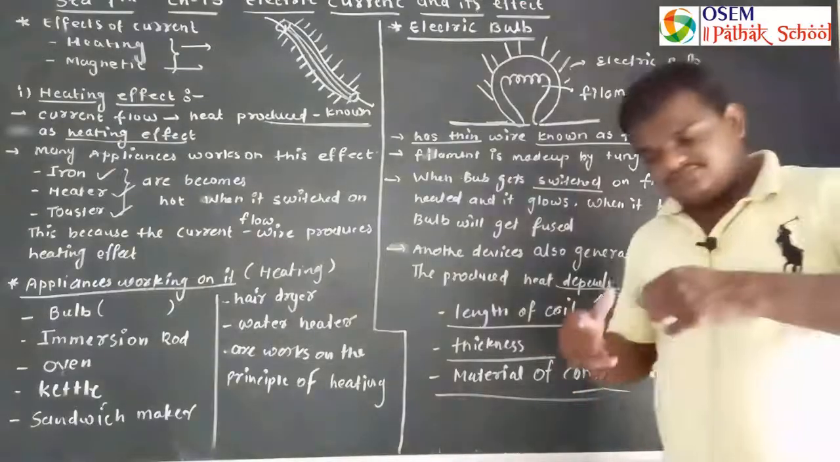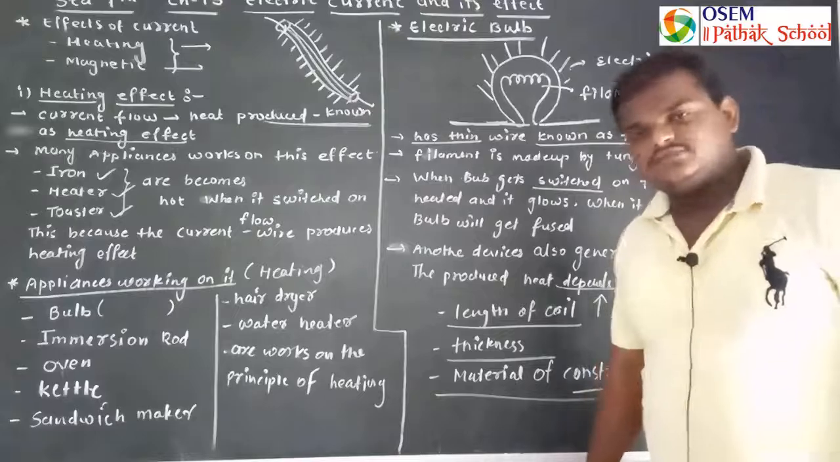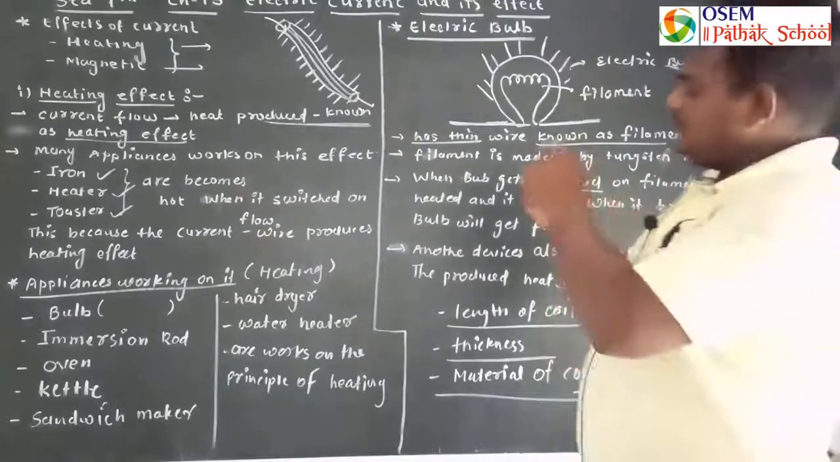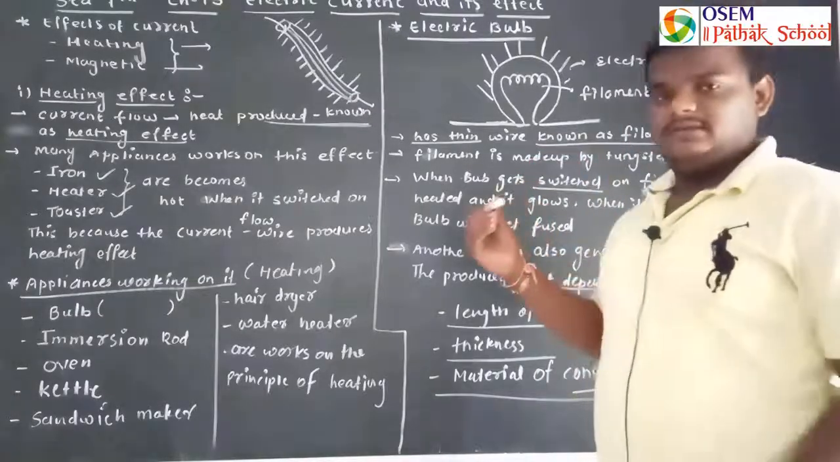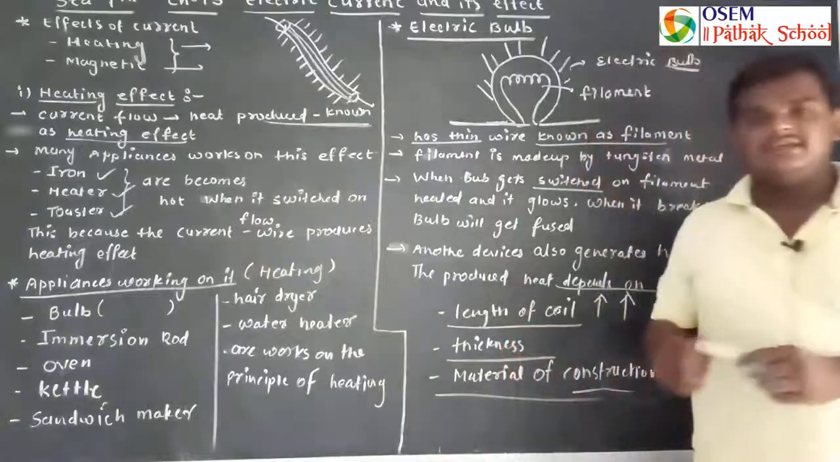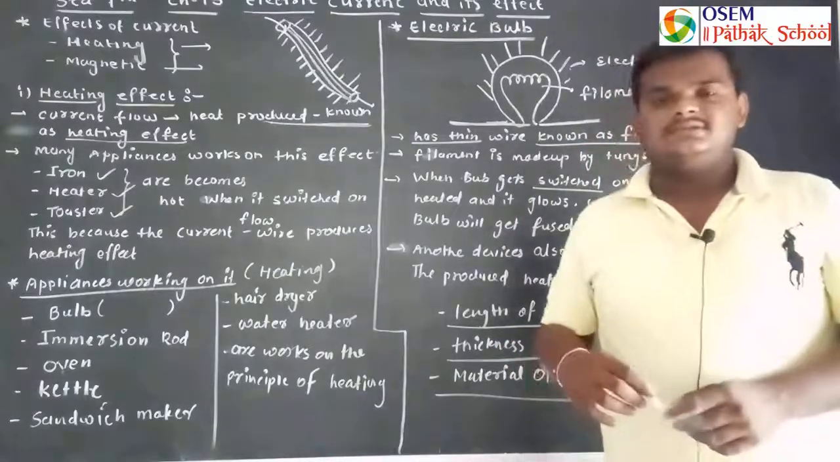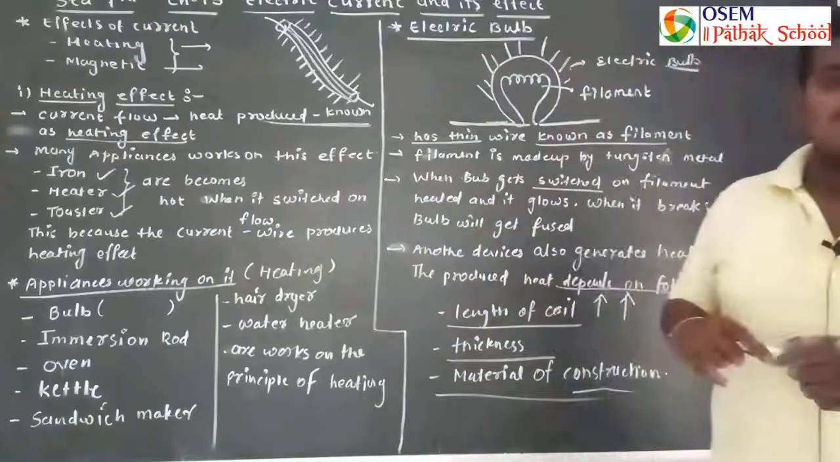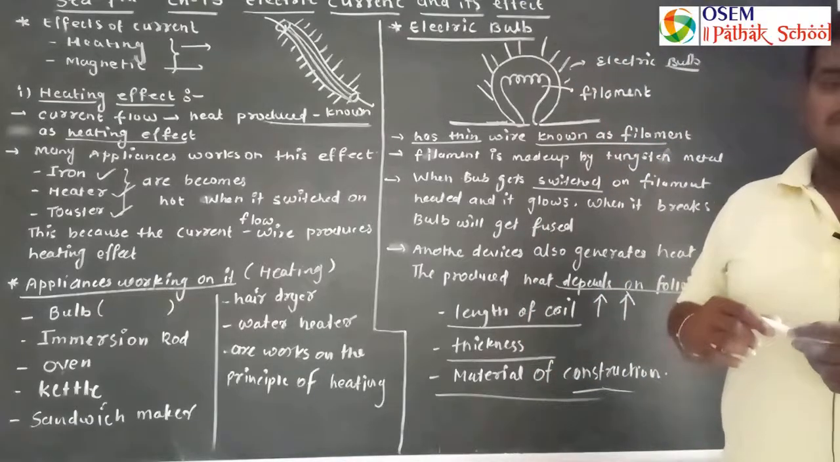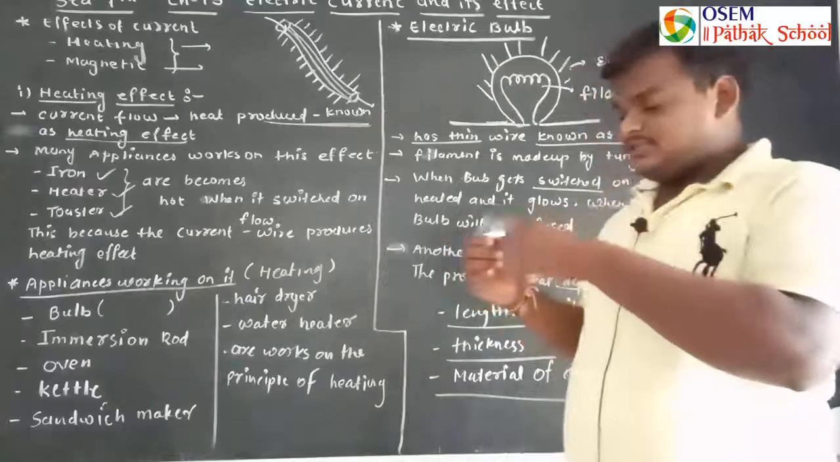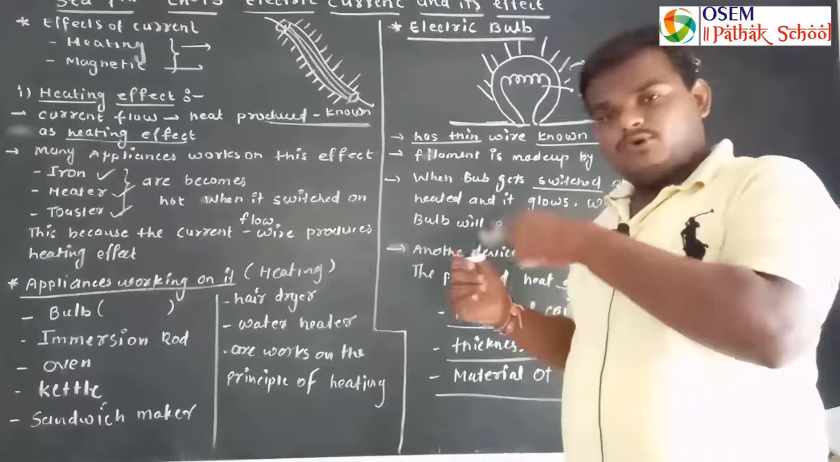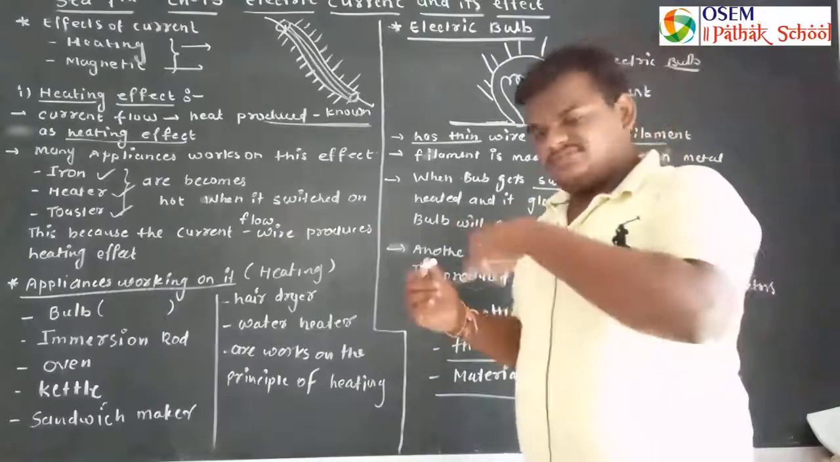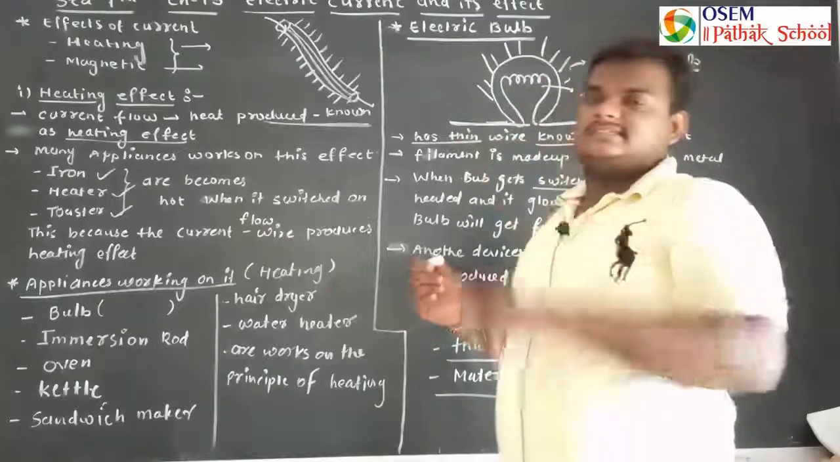Then the thickness of wire. Thickness of wire depends on the cross-sectional area of the wire. When the cross-sectional area of the wire is less, then the thickness is less. Is it right? When the cross-sectional area is more, then the thickness is more.